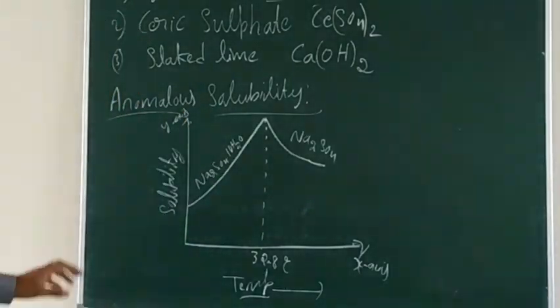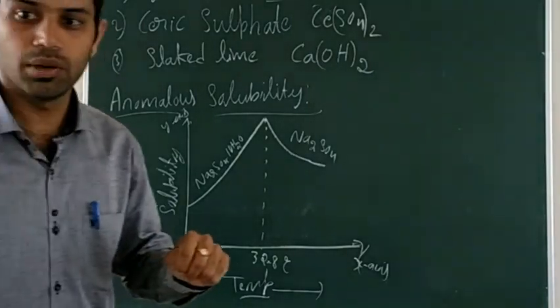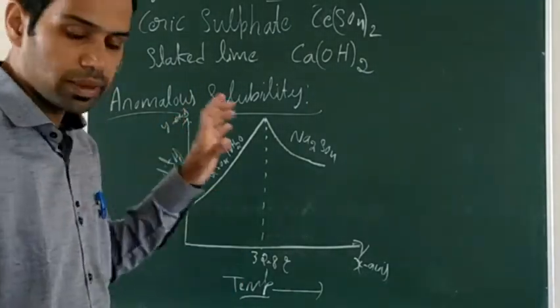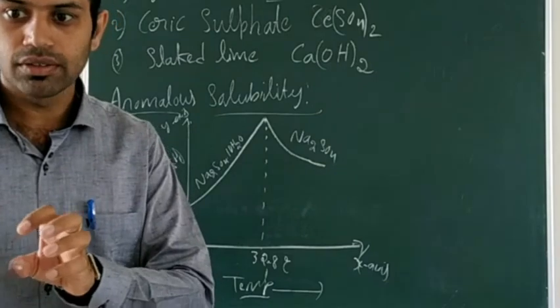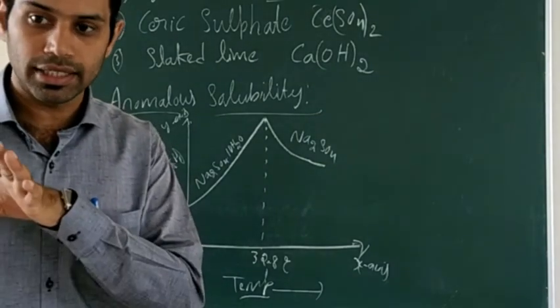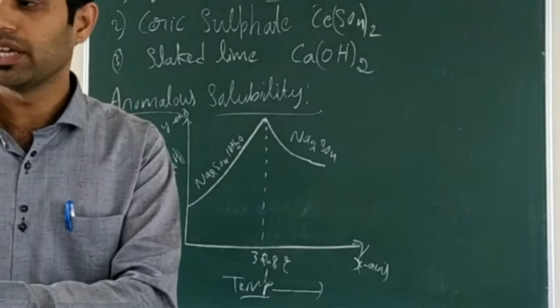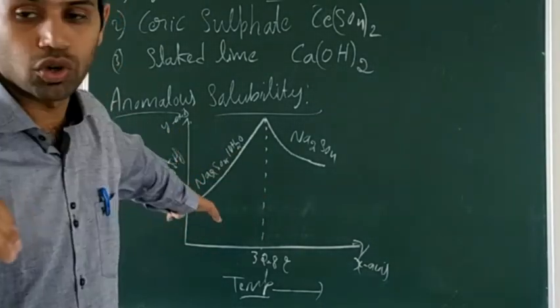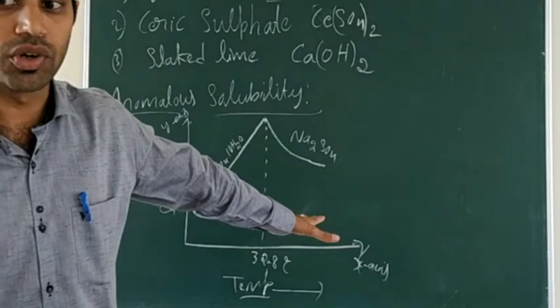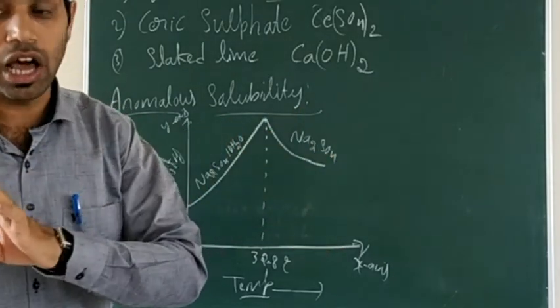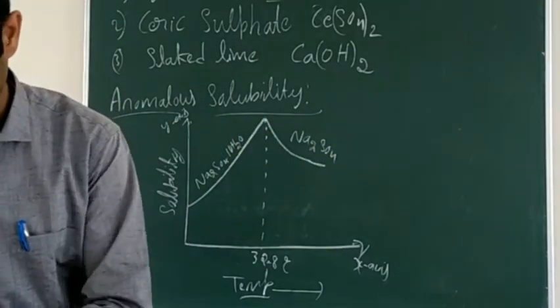So this is regarding the anomalous solubility. It means some of the salts, first their solubility increases, then suddenly it decreases. That is called anomalous solubility. For example, hydrated sodium sulfate, or another name, Glauber salt.